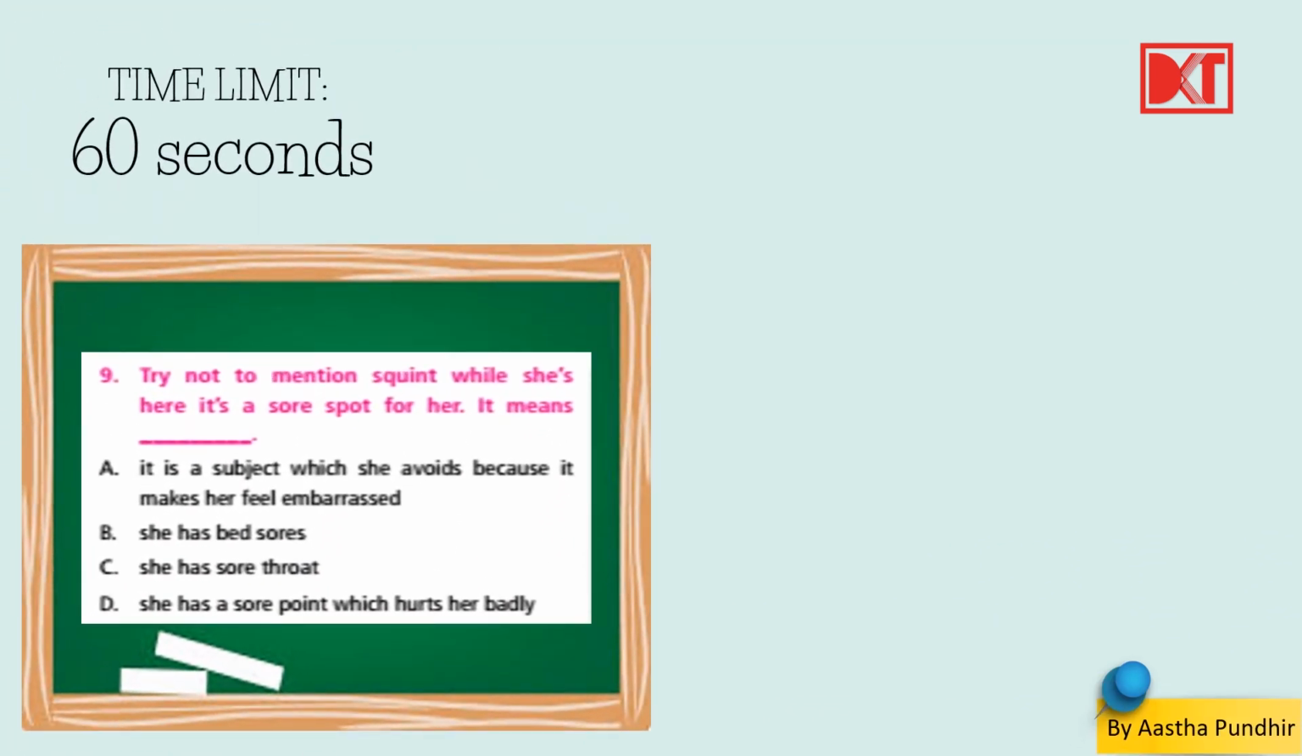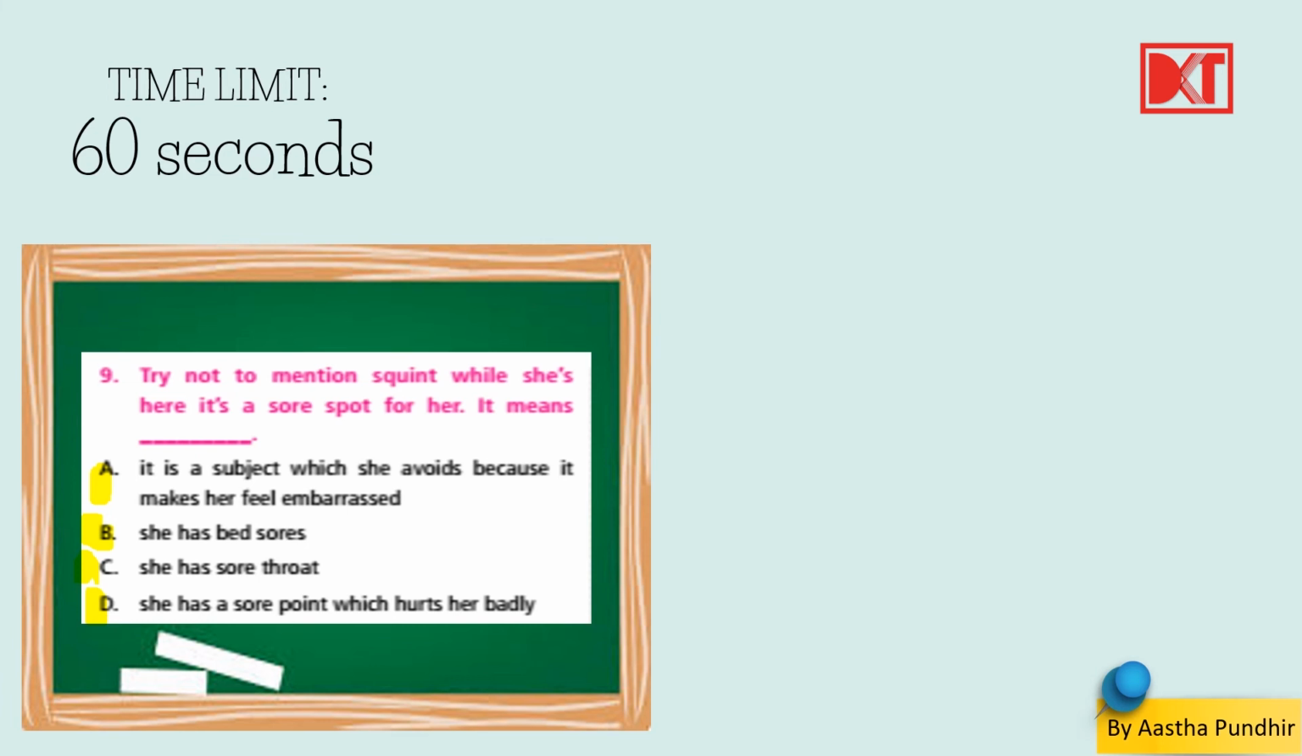Okay, now here we have, try not to mention squint while she's here. It's a sore spot for her. It means A, it is a subject which she avoids because it makes her feel embarrassed. B, she has bed sores. C, she has sore throat. D, she has a sore point which hurts her badly.